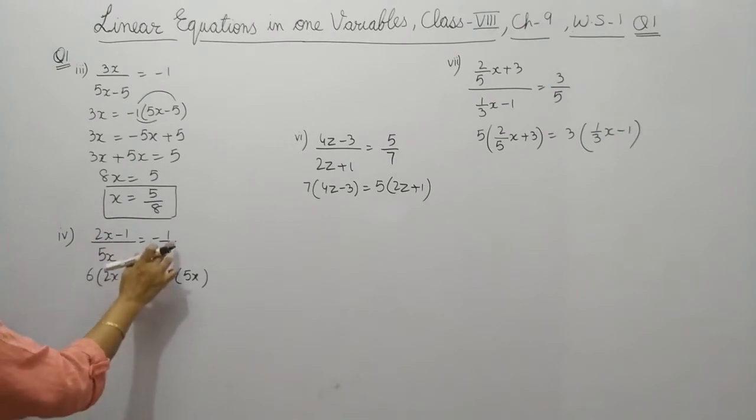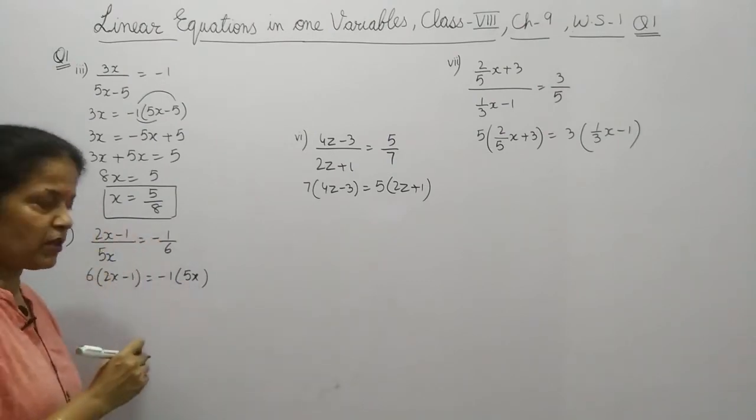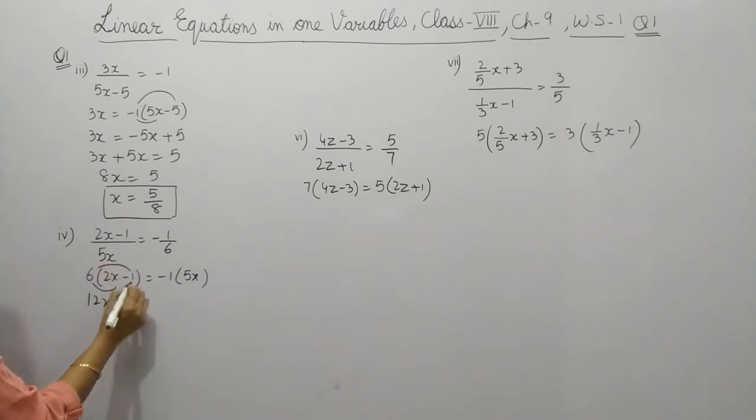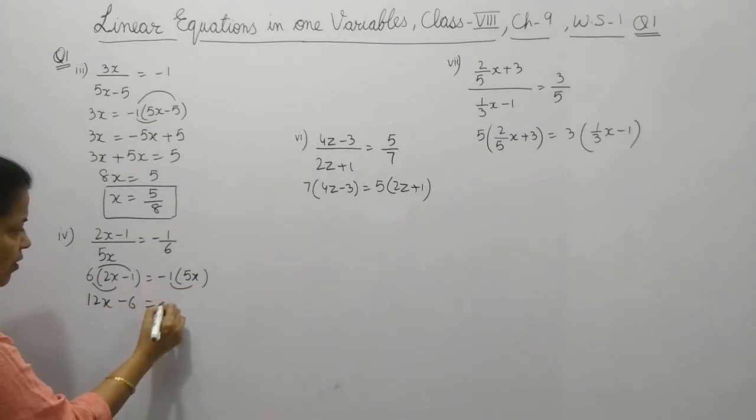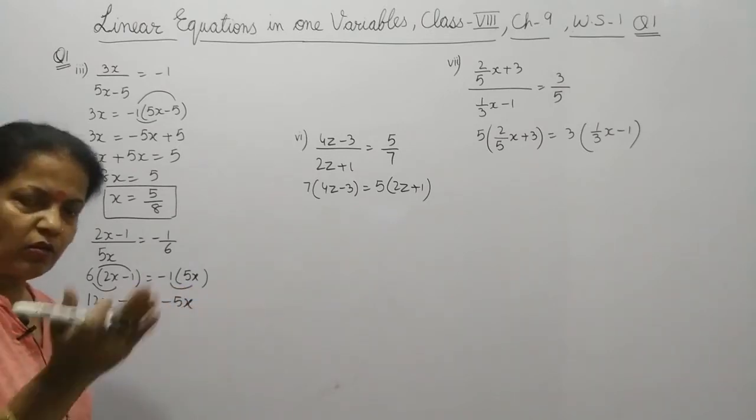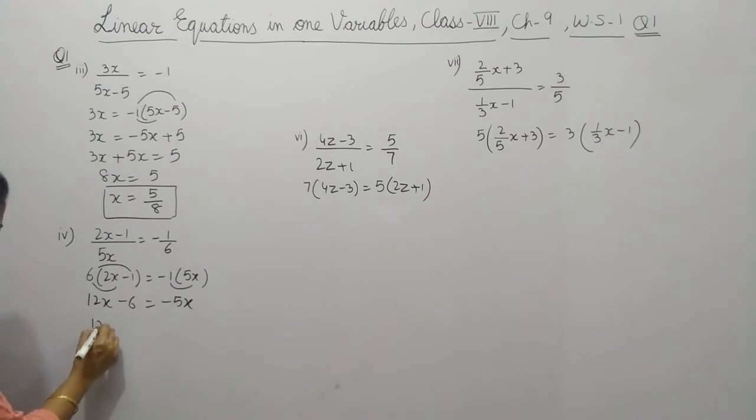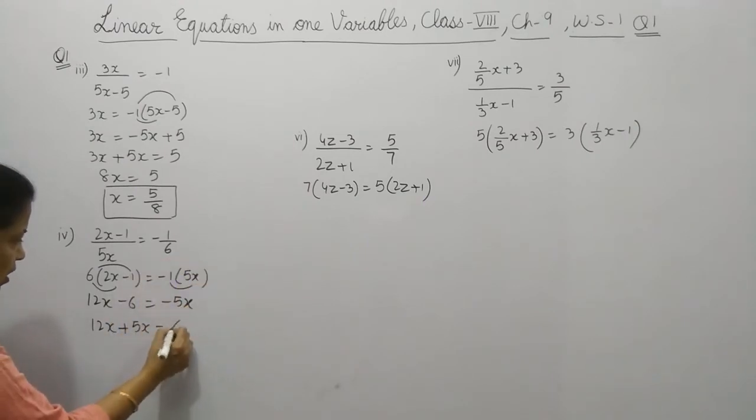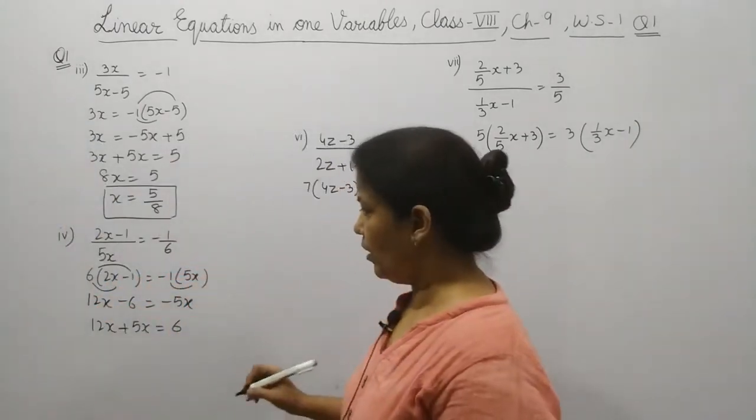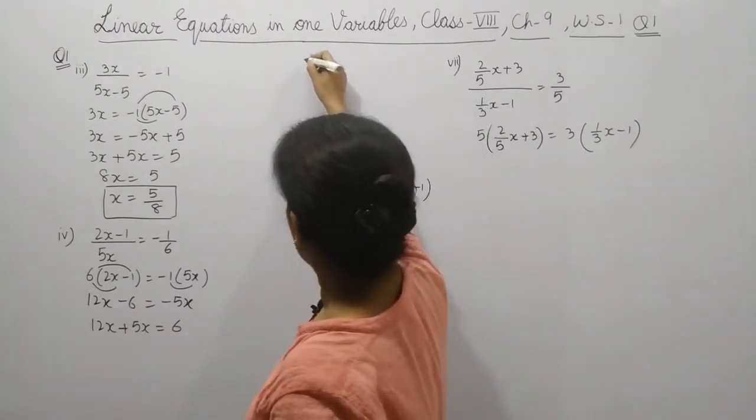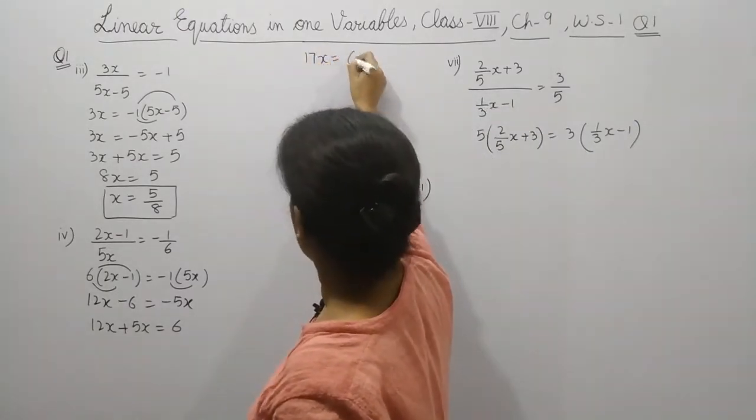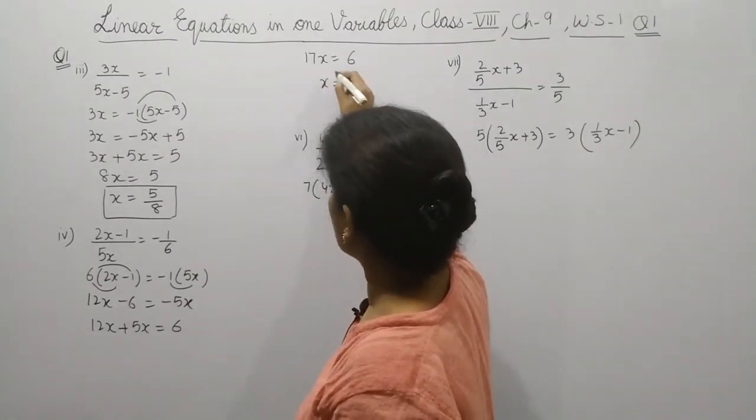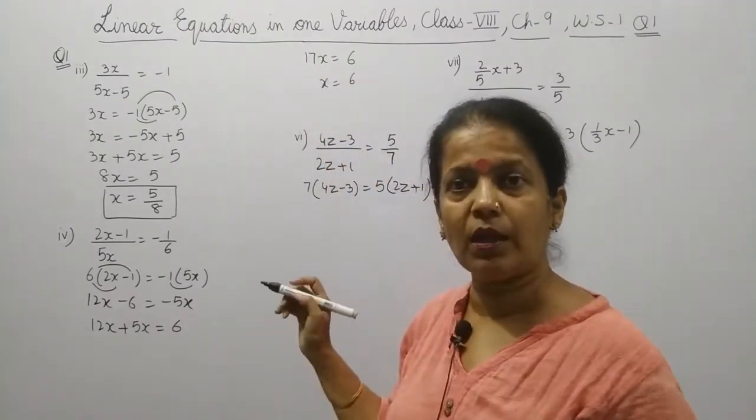Similarly, in the fourth part, cross multiply. Be careful of the minus sign. Now, cross multiply, same procedure, 12x and minus 6 equals minus 5x. Okay. Now, transfer the terms. So, it will be 12x plus 5x, and this minus 6 over here will become 6. Now, 12x plus 5x is 17x equals 6. So, can you tell me what x should equal? x equals 6 upon 17, with 17 in the denominator.